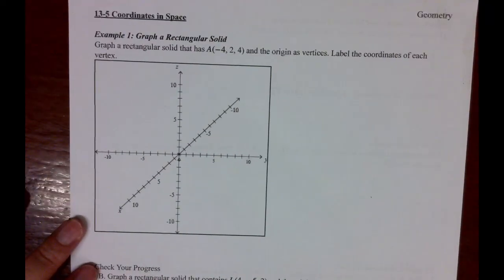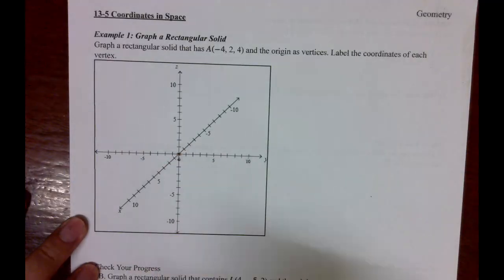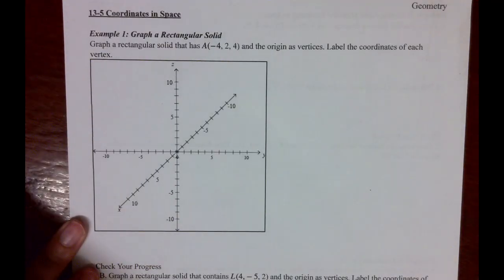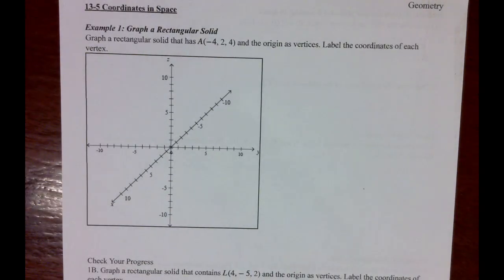Okay, so we're starting off with example one. We're going to graph a rectangular solid that has -4, 2, 4, as well as the origin as vertices. And then we're going to label the coordinates of each vertex. Okay, and so because of just the challenging nature of it all and the fact that I'm going to be erasing some stuff, I'm going to be using pencil to help me out. Okay, and so let's get started. Okay, and I'm going to get my ruler.